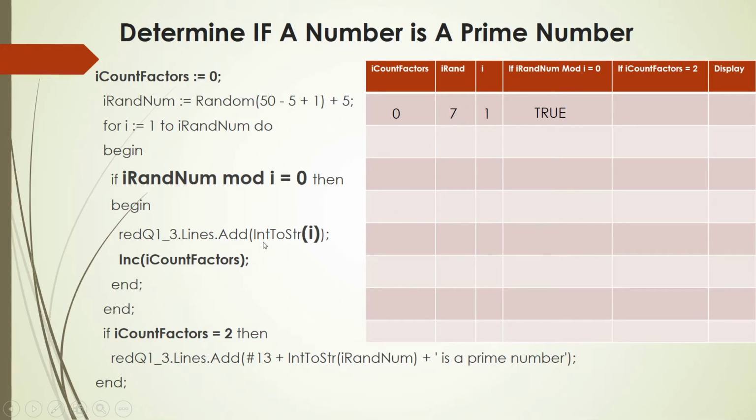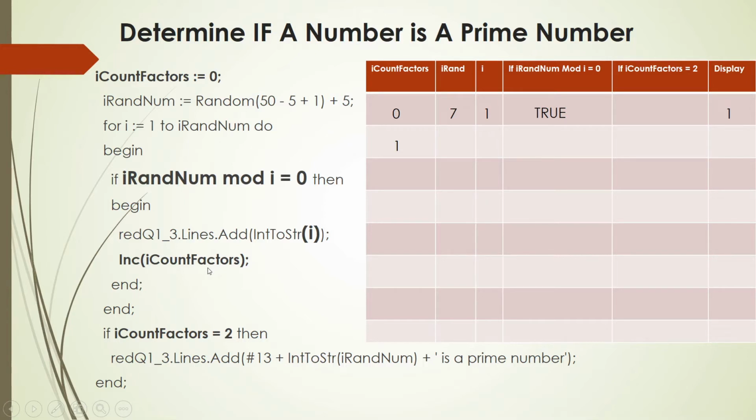And when I find the first factor, I need to display the factor. Display the value of I. And I'm going to display 1. Now that I've found a factor, I need to increment my count of factors because I found the first factor. iCountFactors now takes on the value 1. It's incremented by 1. Note I'm using the inc procedure. It means increment iCountFactors by 1.